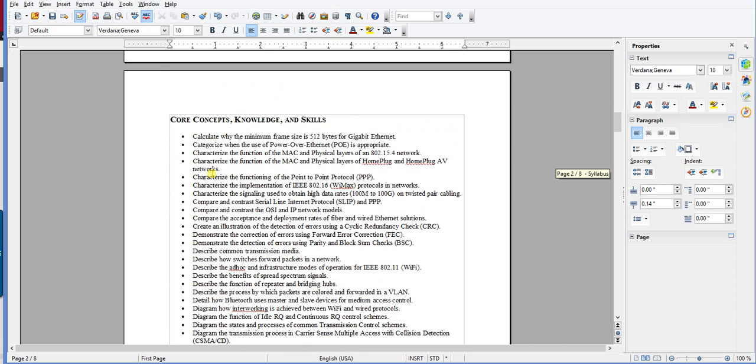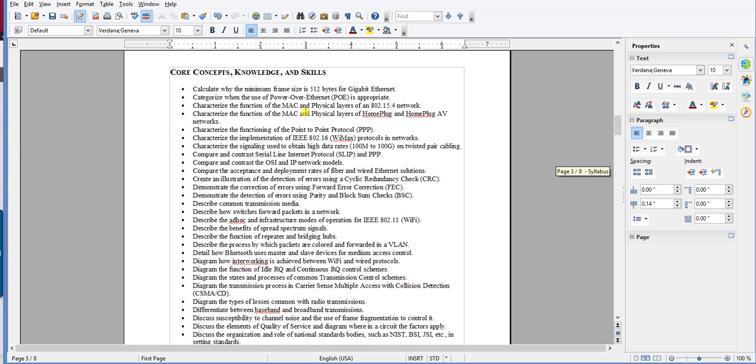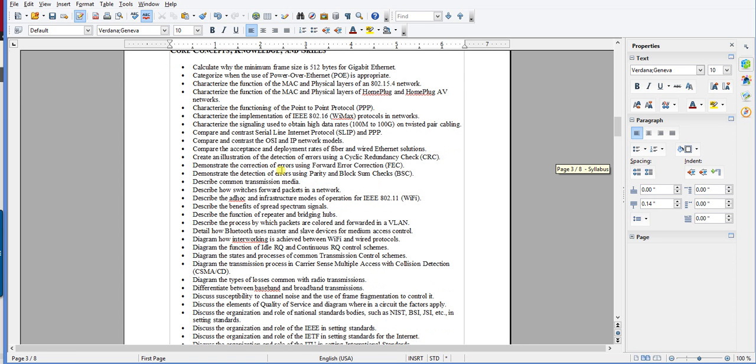Okay, here's the core concepts and knowledge. I'm not going to go through all of this, but again, you see the point-to-point protocol, cabling, PPP, OSI, IP models, Ethernet solutions, fiber. Fiber is important because one thing about fiber optics, you never really use it when you're studying and preparing for labs very often, but then they always ask you fiber optic questions for interviews, so you need to be somewhat familiar with fiber optics.